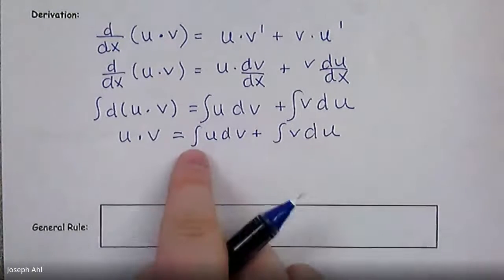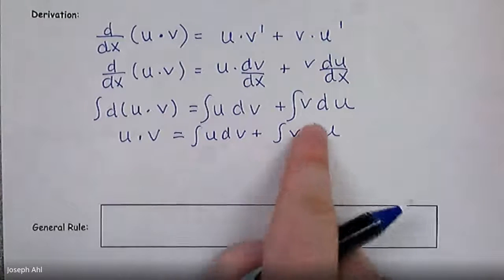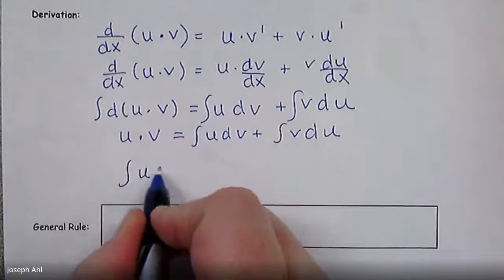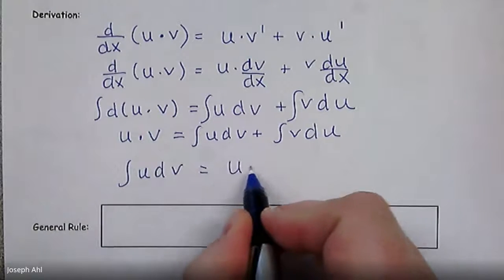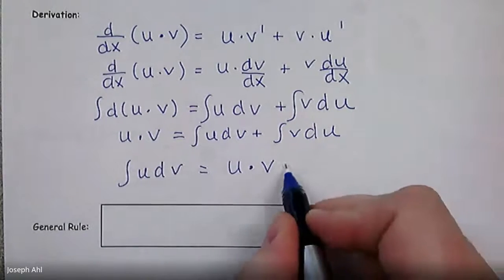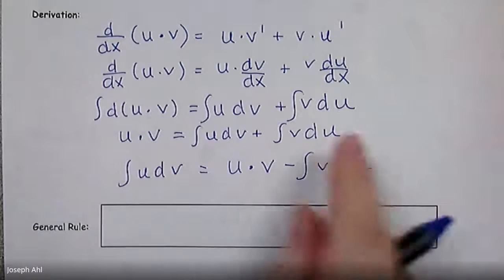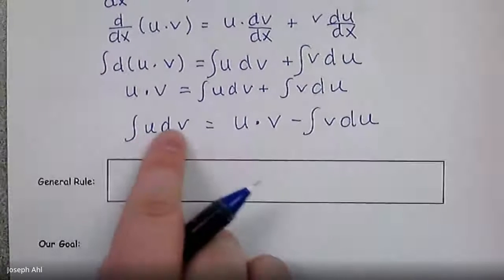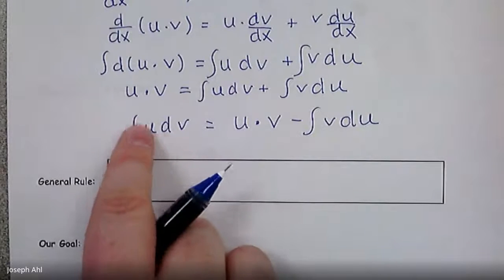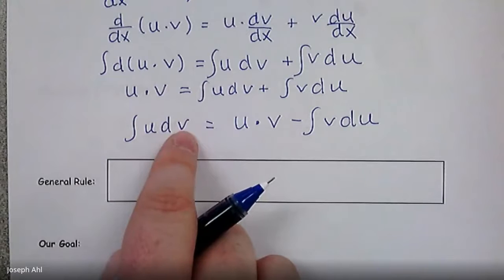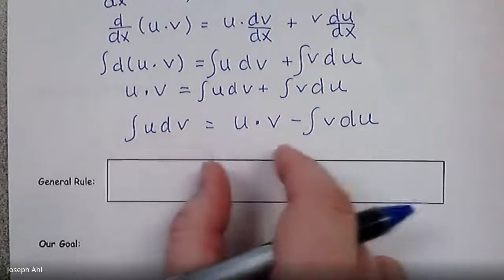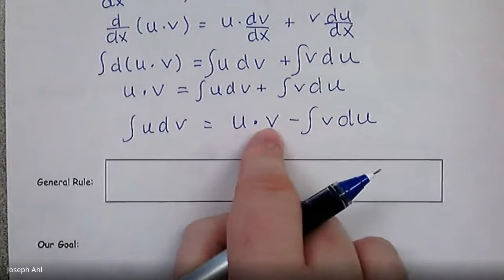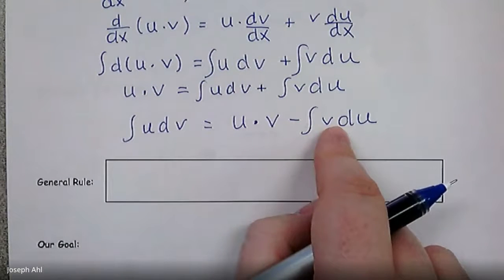In the very last step, I'm going to get u dv alone by just subtracting this integral to the other side. So what we have is that the integral of u dv is equal to the product u times v minus the integral of v du. So that last step again was just subtracting this to the other side. And if we have a product of two quantities, we're going to try and assign one to be our u and one to be our dv. And then within there, see if we can write it as this equivalent expression where we have u times v minus the integral of v du.